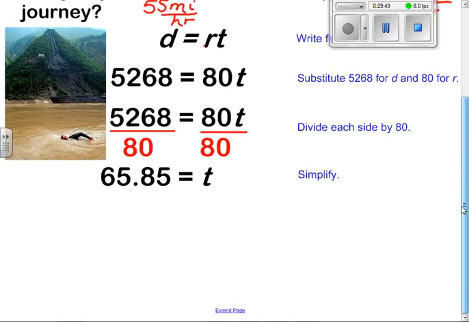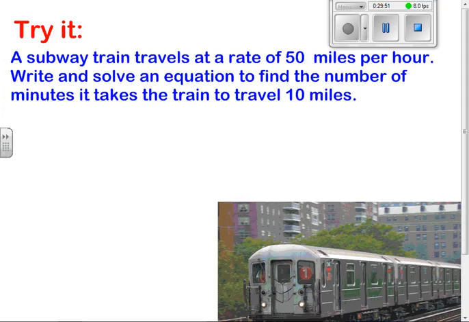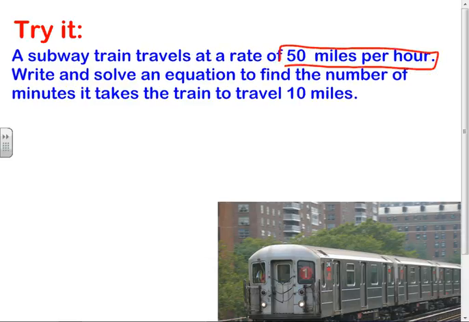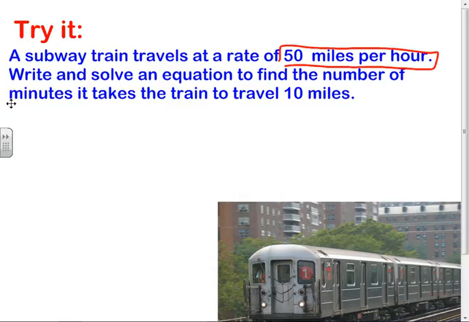So let's do the problem we have here. A subway train travels at a rate of 50 miles per hour. Write and solve an equation for the number of minutes it takes a train to travel 10 miles.